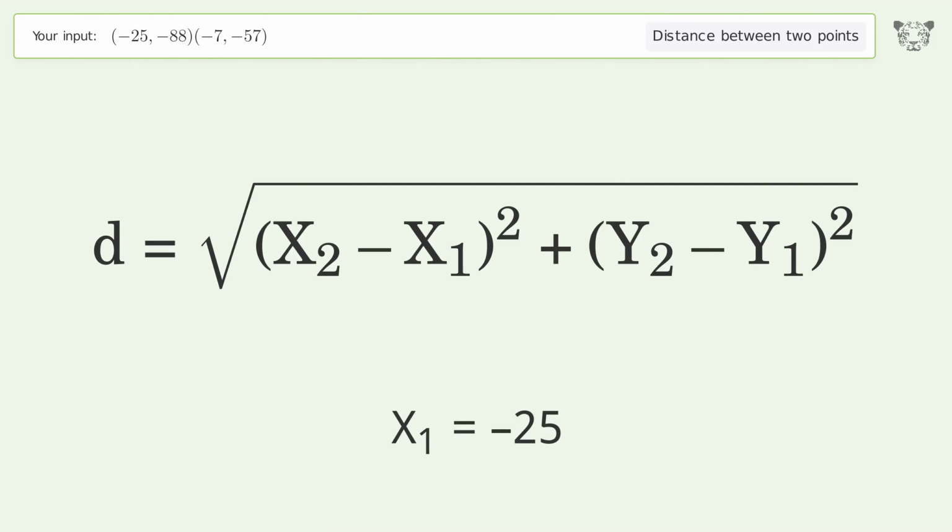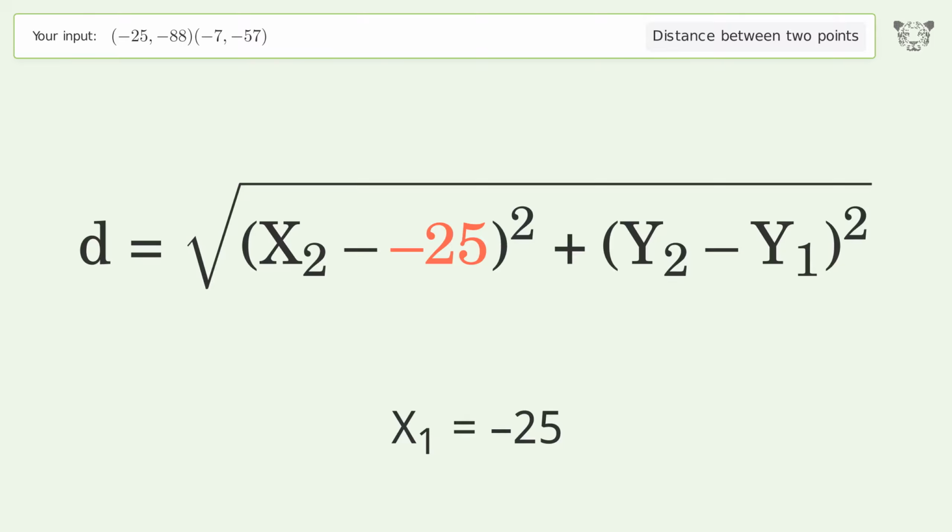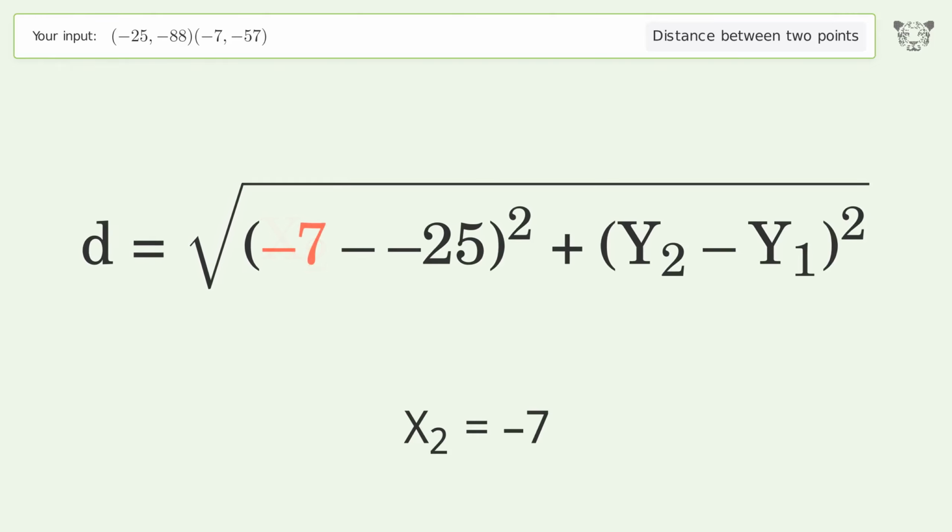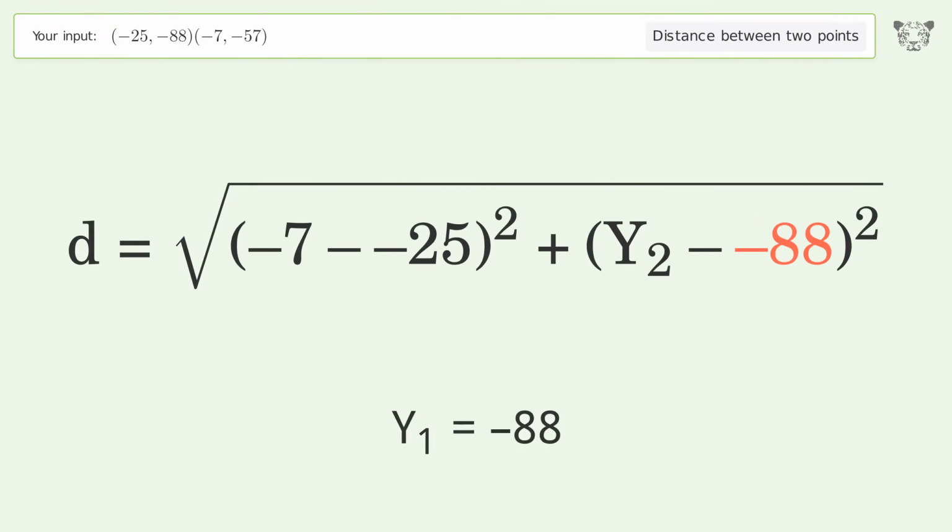x1 equals -25. x2 equals -7. y1 equals -88. y2 equals -57.